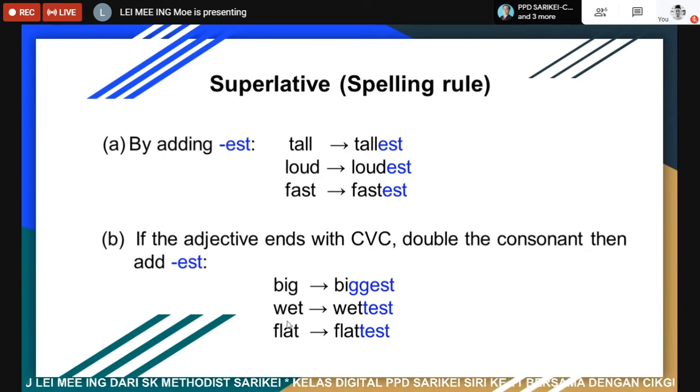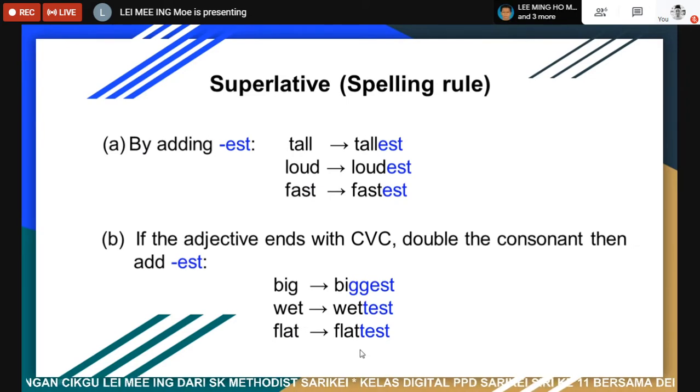Wet, CVC, we double the consonant T and add est. Wet becomes wettest. And then flat, L is a consonant, right? C, V, C. So you double the T, you add est. Flat becomes flattest. Rule number 2.